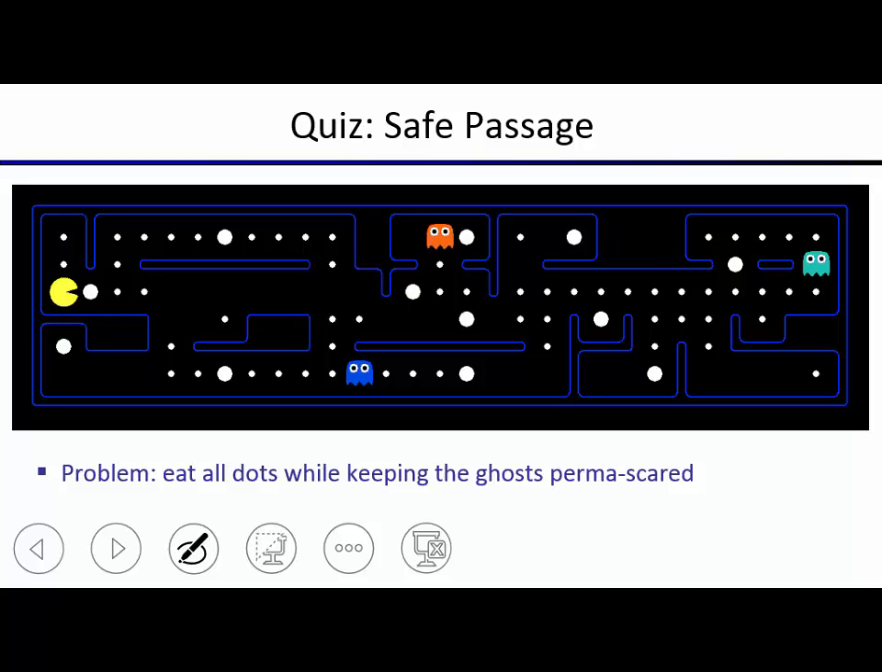But the question we're asking here is not what does the solution look like, but what does the state space look like for the problem of eating all dots while keeping the ghosts scared? Let's take a minute for you to think about this, talk with your neighbors, and then let's see what you came up with.